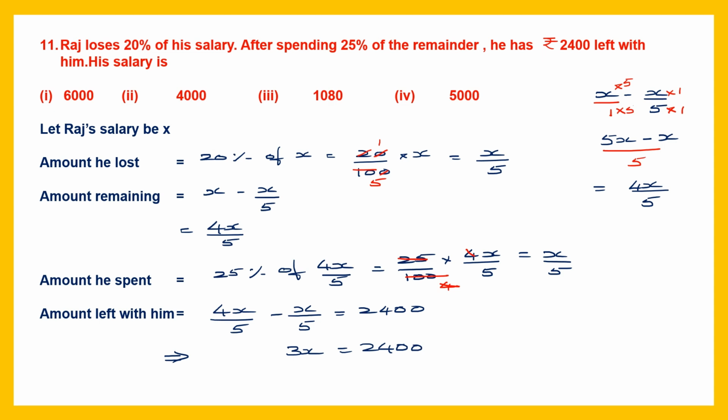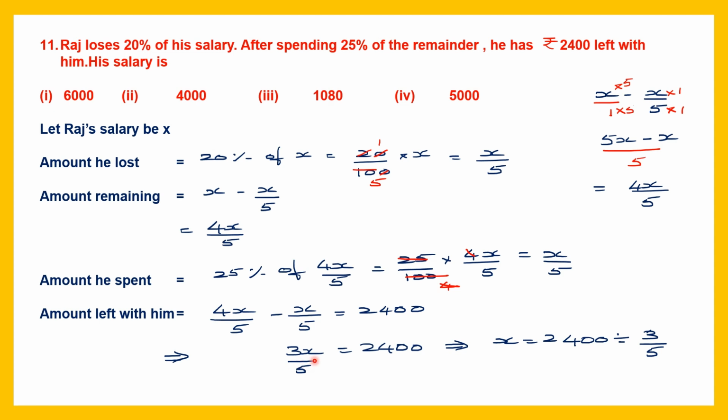So how much is x? 3x by 5. So x is equal to 2,400 divided by 3 by 5. Now, how did I get divided by 3 by 5?